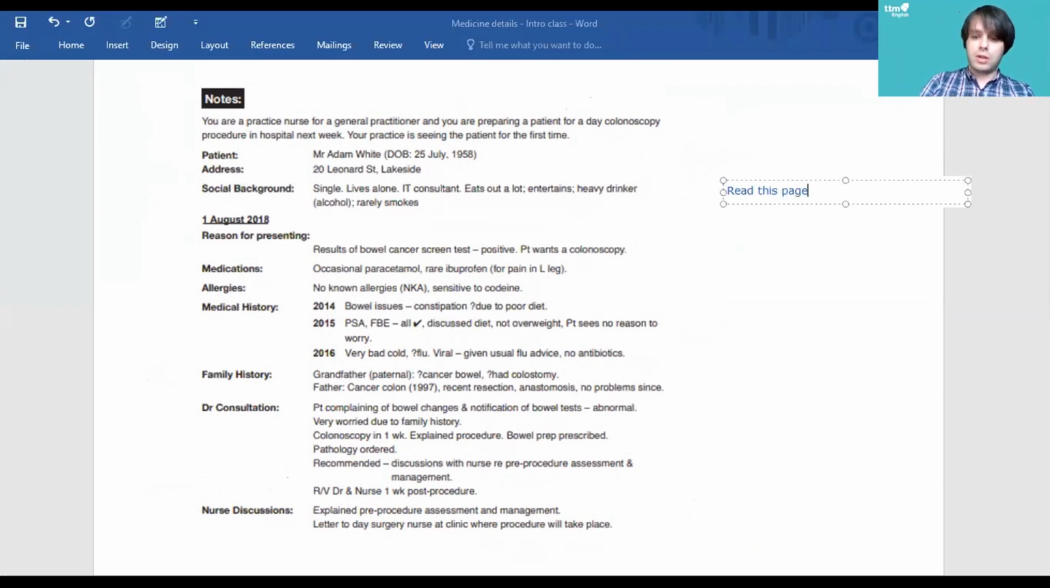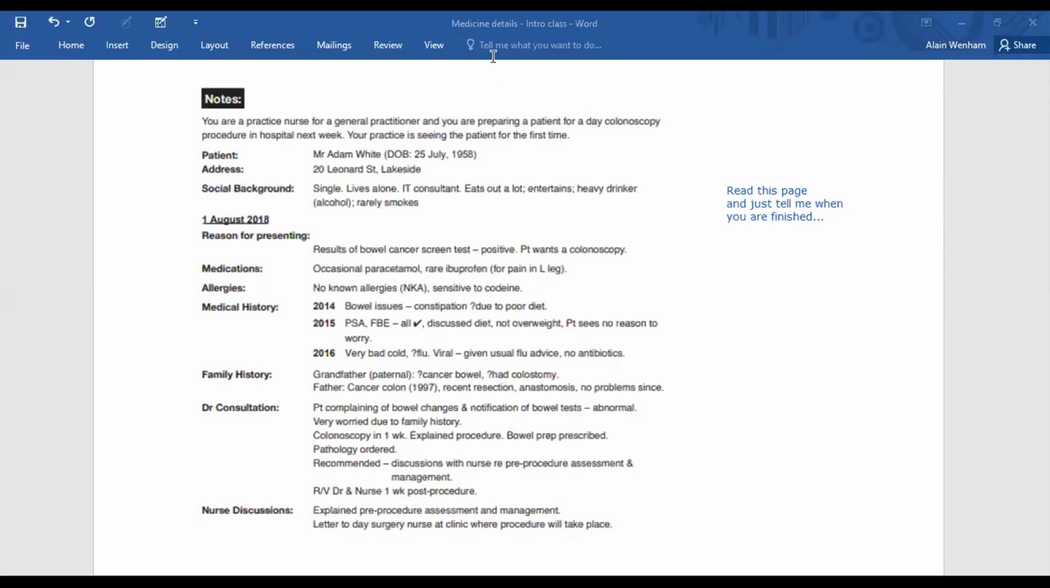So read this page. Just tell me when you are finished, okay? You've got 1 minute, 2 minutes, something like that. The reason we're doing this is we just need an example. We need some context. So just be reading this. You don't have to rush. Just think about what's the situation here.